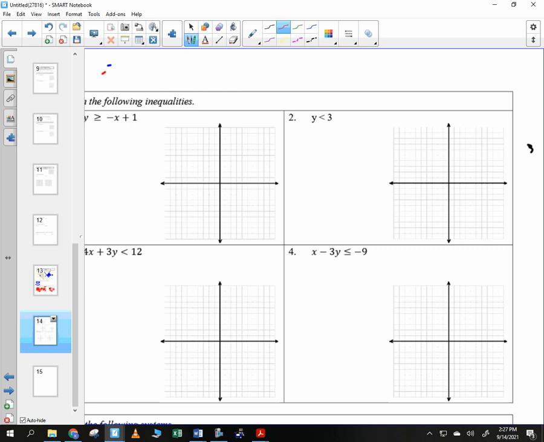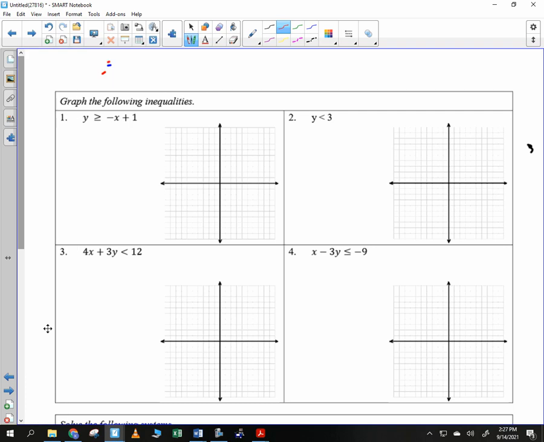Okay. Last page of notes. Let's practice graphing the inequalities. I have y is greater than or equal to -x plus 1. I will first plot 1. As I plot 1, I have a slope of what? So over 1 and down 1. Is it a solid line or a dashed line?